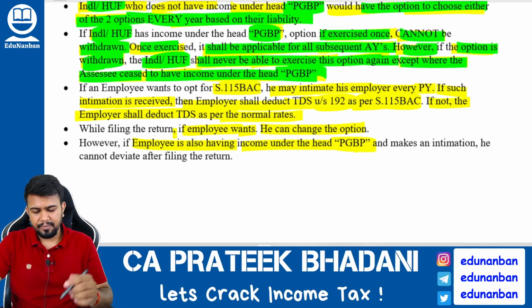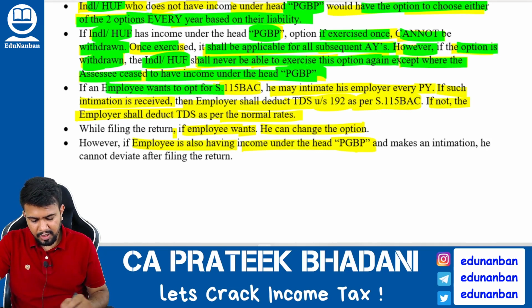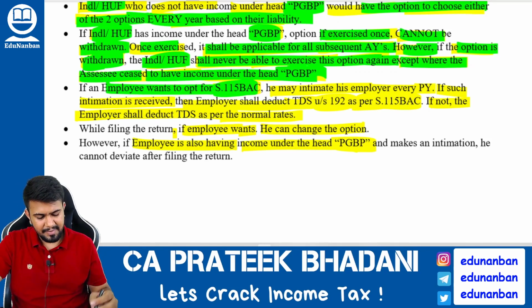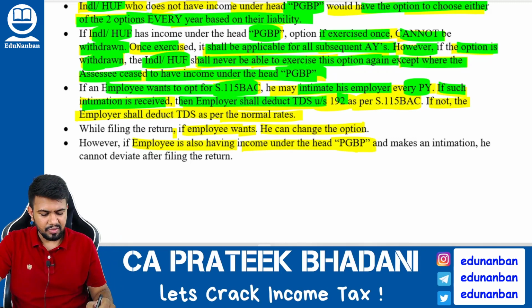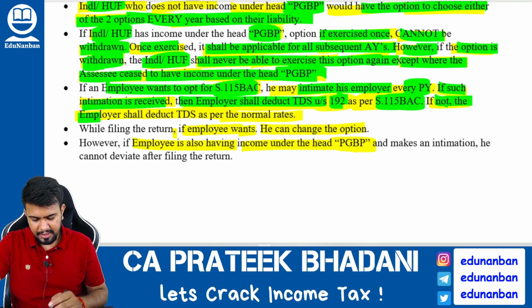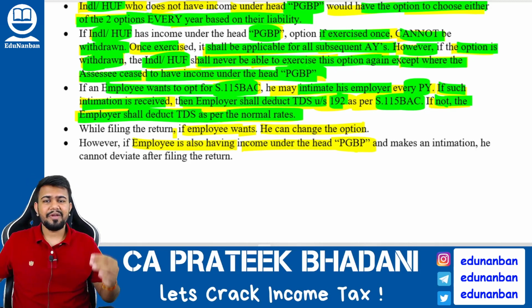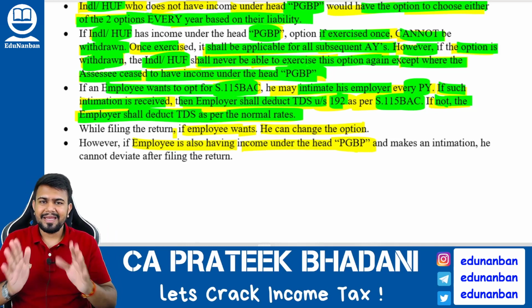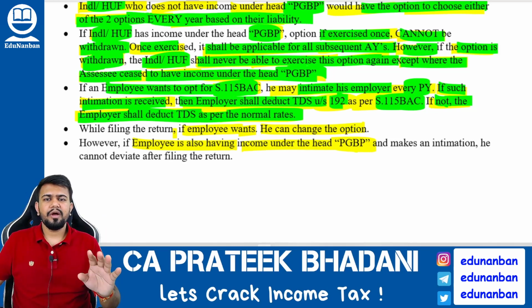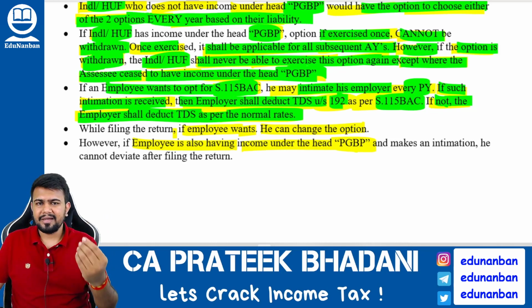Now let's talk about the employer-employee relationship. If an employee wants to opt for section 115BAC, he may intimate his employer every previous year. If such intimation is received, the employer will deduct TDS under section 192, keeping the new tax regime, that is 115BAC, in mind. However, if no intimation is received from the employee, then the employer shall deduct TDS as per the normal tax rates. Hence, if the employee is going to the employer and telling, please deduct my TDS in the new tax regime, then the employer will deduct under the new tax regime. If the employee does not tell anything, the employer can deduct under the old tax.